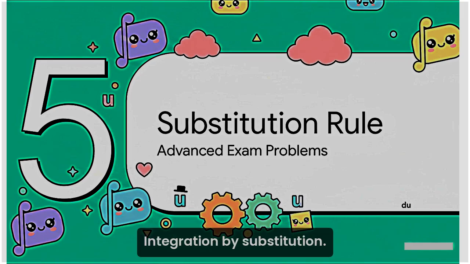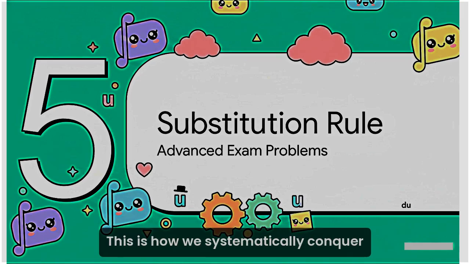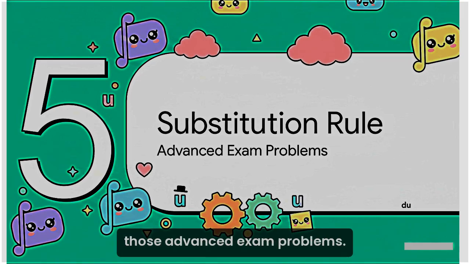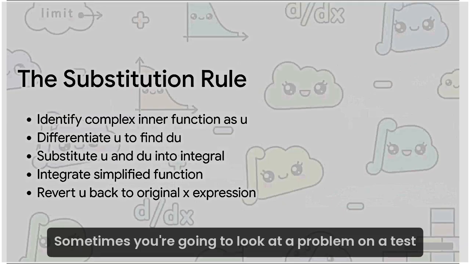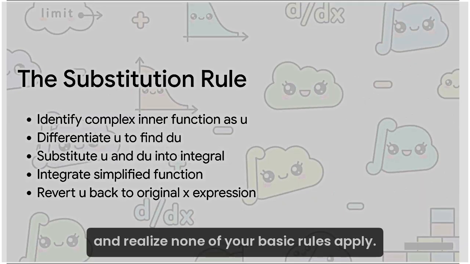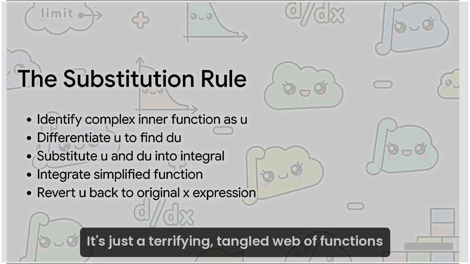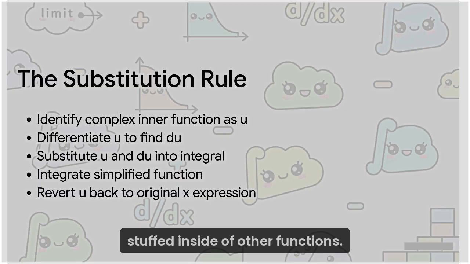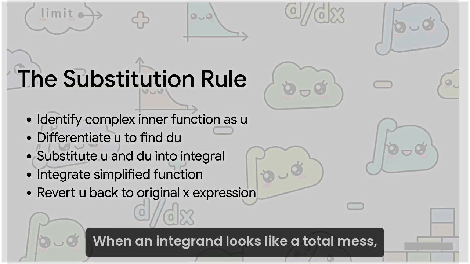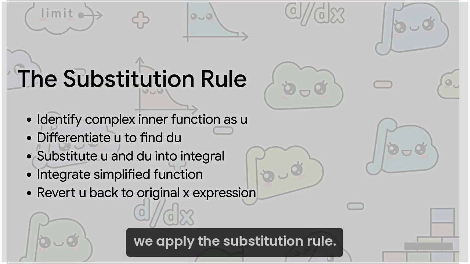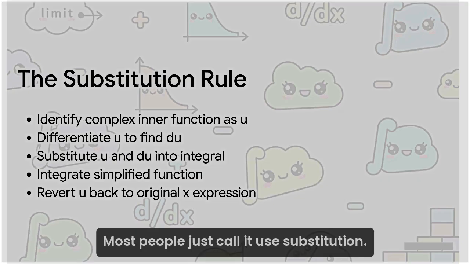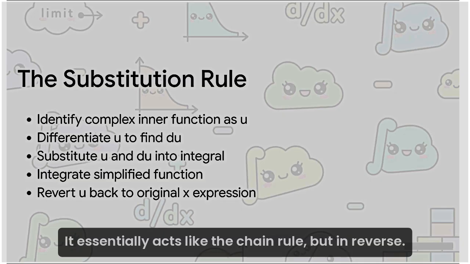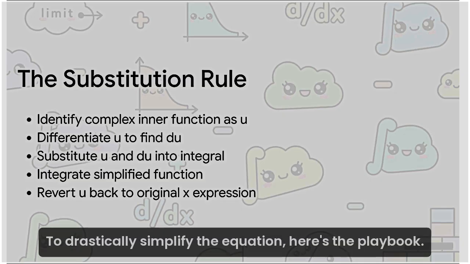Section 5, Integration by Substitution. This is how we systematically conquer those advanced exam problems. Sometimes you're going to look at a problem on a test and realize none of your basic rules apply. It's just a terrifying, tangled web of functions stuffed inside of other functions. When an integrand looks like a total mess, we apply the substitution rule. Most people just call it U substitution. It essentially acts like the chain rule, but in reverse to drastically simplify the equation.